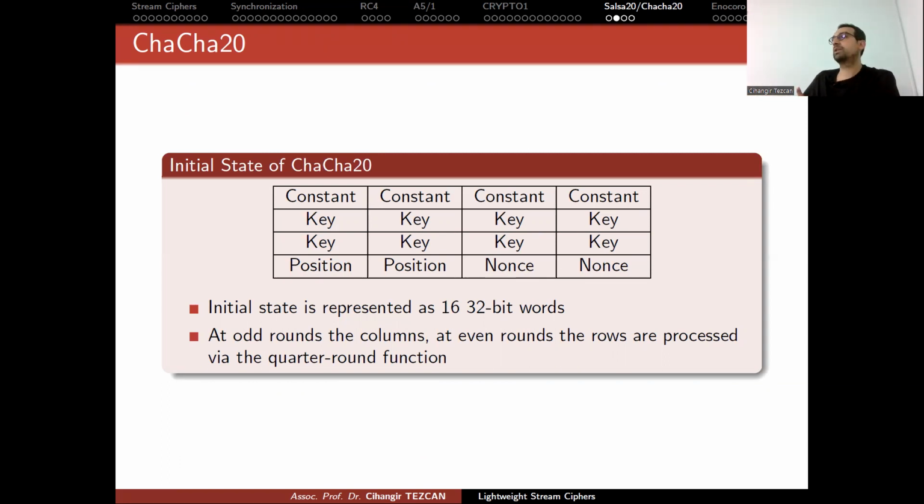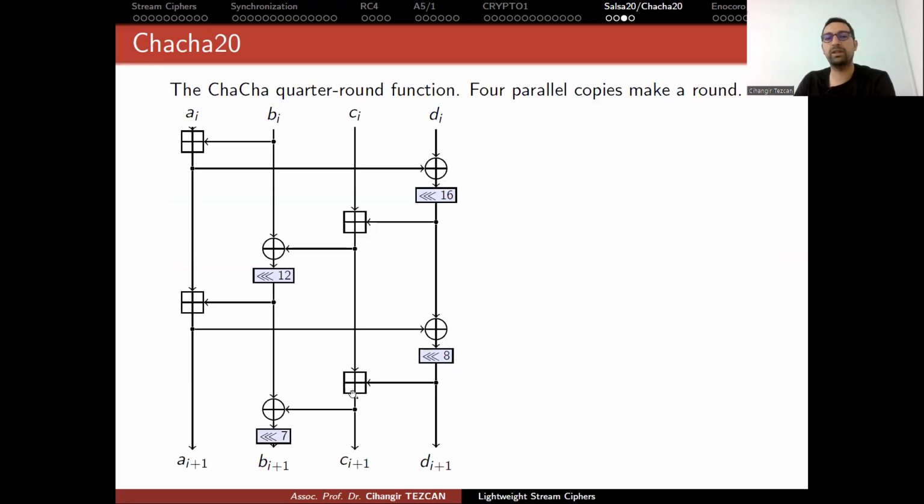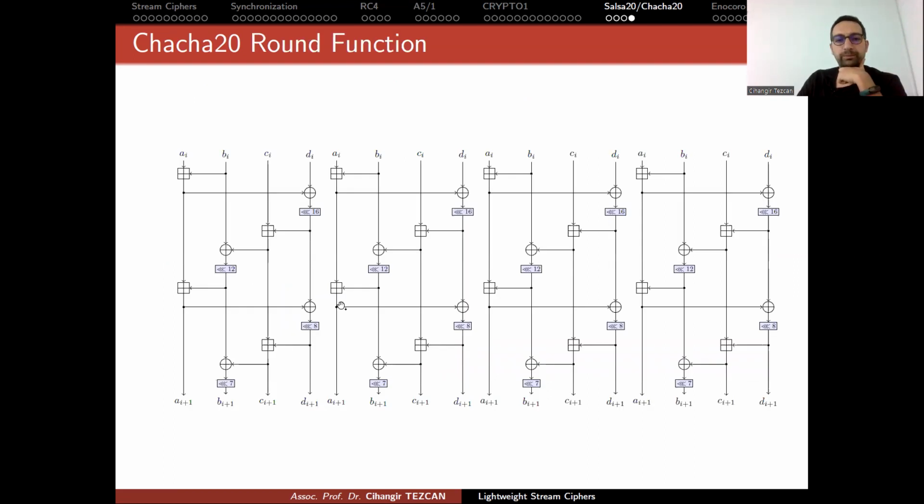From here, you produce the key stream and XOR it with your plain text to obtain ciphertext. So a very simple design. As you can see, it is not surprising that it might be faster on some devices compared to AES. Okay. So a very simple design.